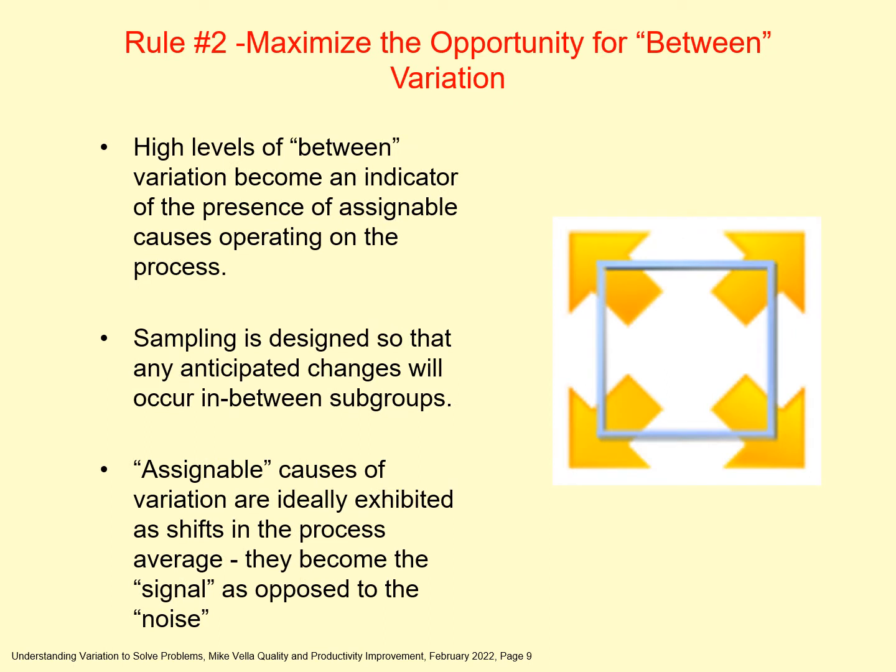So maximize the opportunity for between variation. High levels of between variation become an indicator of the presence of an assignable or a special cause, and you want to know that. So sampling is designed so that any anticipated changes will occur between subgroups. That assignable or special cause is ideally exhibited as shifts in the process or trends, as they become a signal as opposed to the noise. You follow that electronic analogy of signal versus noise. The between subgroup variation is a signal as opposed to the noise that's within subgroup variation.